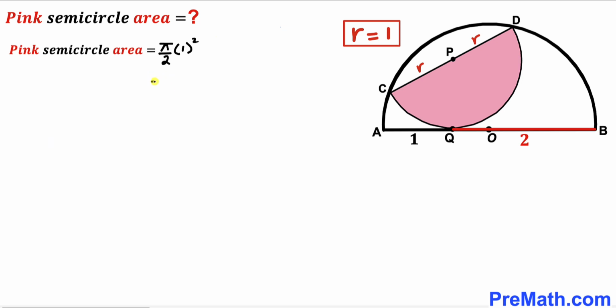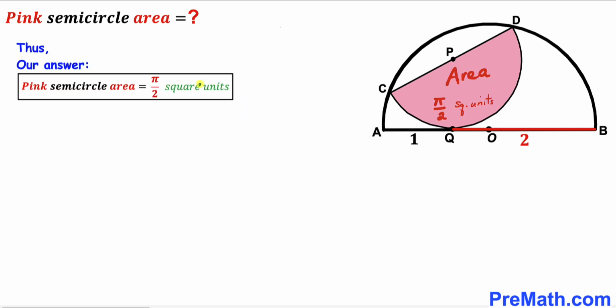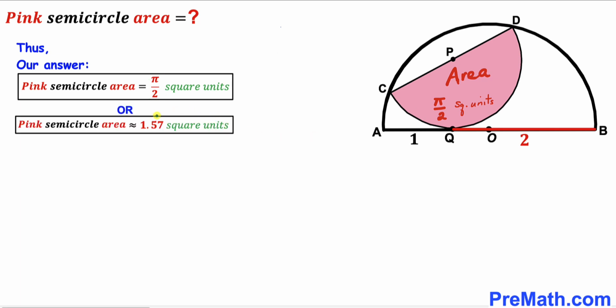And now we can see pi divided by 2 times 1 square is same as 1. So that means this is going to be equal to pi divided by 2 square units. So thus after all the calculations and manipulations, the pink shaded semicircle area turns out to be pi divided by 2 square units. And that is going to be approximately equal to 1.57 square units as well. And that's our final answer.